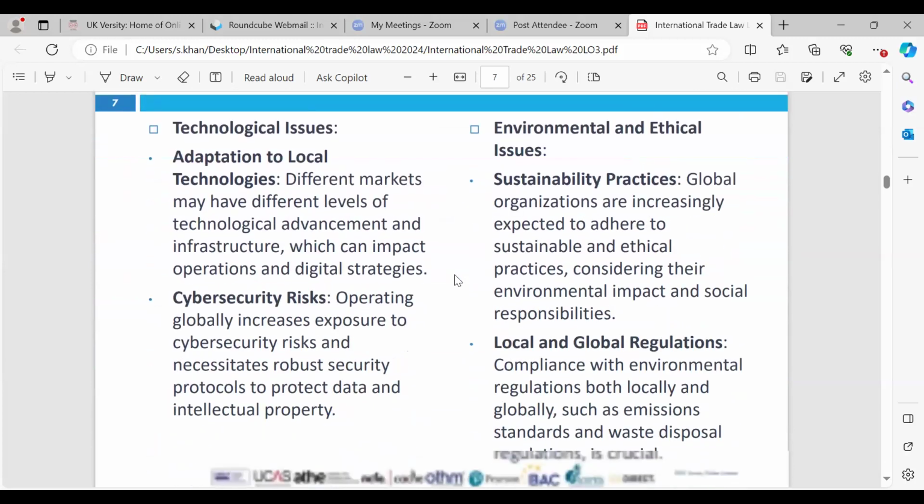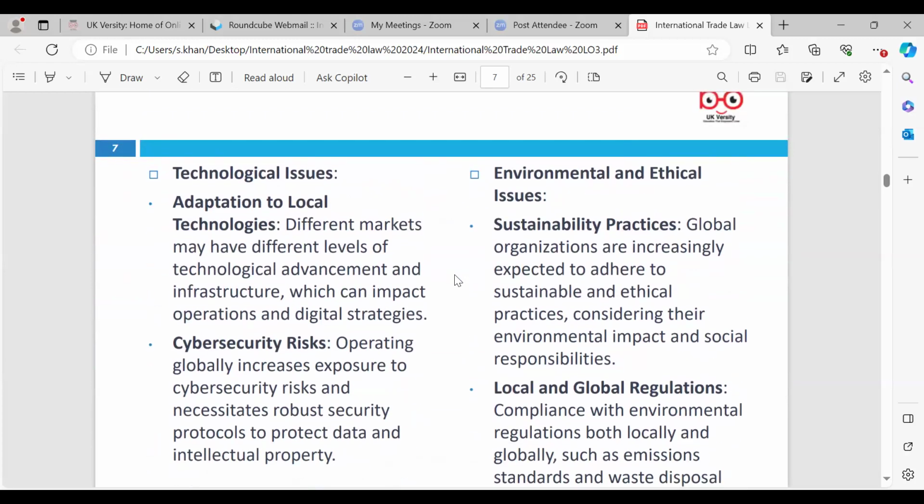Some more issues need to be taken into account when trading globally, internationally. Another one is technological issues, and that's trying to adapt to local technologies. Different markets have different levels of technological advancement and infrastructure, which can impact operations and digital strategies.